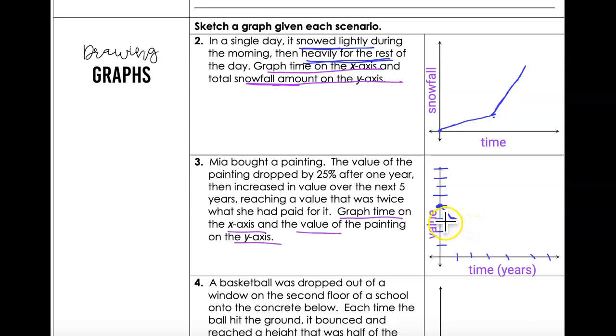Then it increased in value over the next 5 years, reaching a value twice what she paid for it. So if I'm here at 4, that means eventually it's going to be worth this line up here at 8, and that happens 1, 2, 3, 4, 5 years later. We just connect those, and there's our graph. So we bought the painting, the value dropped, but then the value increased again.